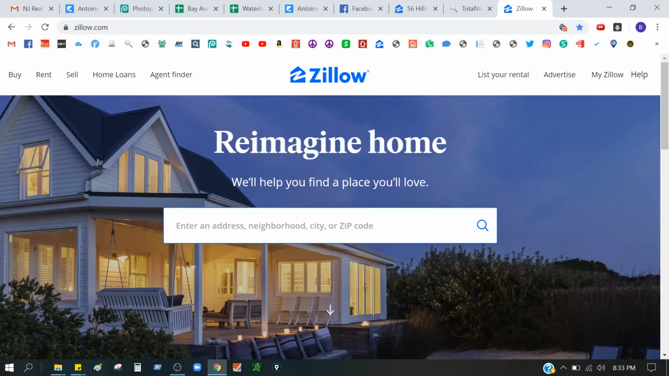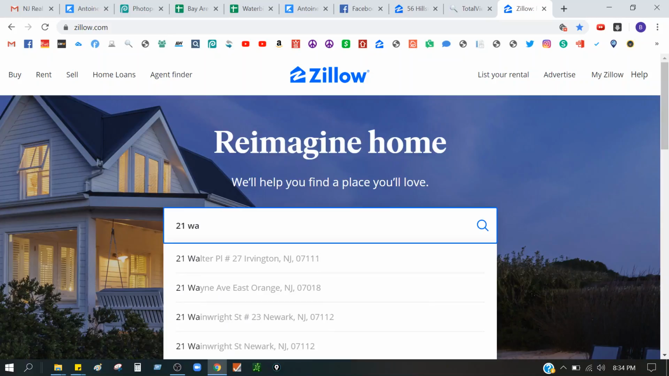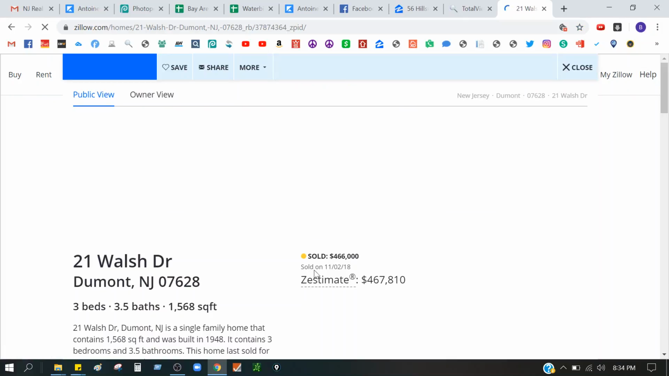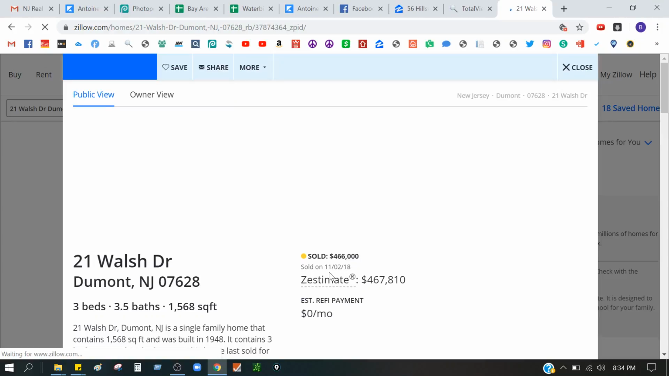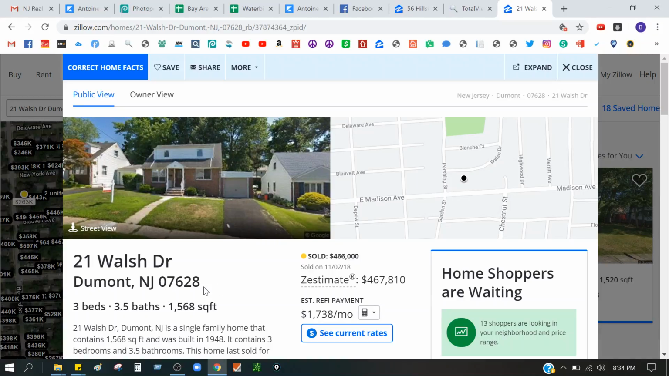For instance, let's type in this address here, 21 Walsh. There we go. This one right here, 21 Walsh Drive. So look at this. This deal. I actually bought this deal. I put it under contract for 260. Sold it for 275. Made 15,000. Right. And look, the guy fixed it up.